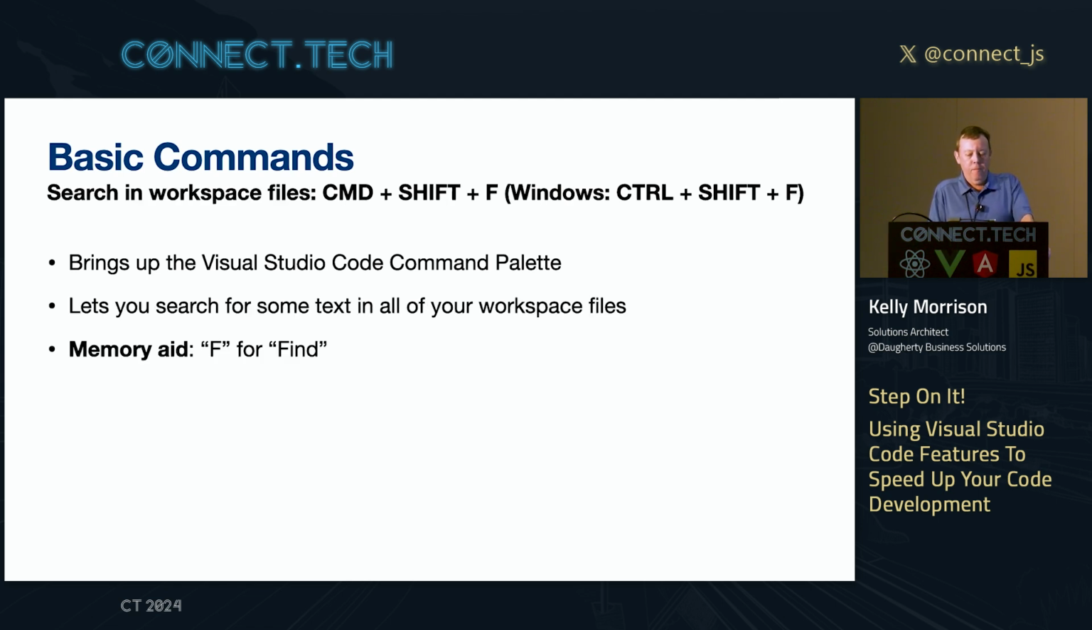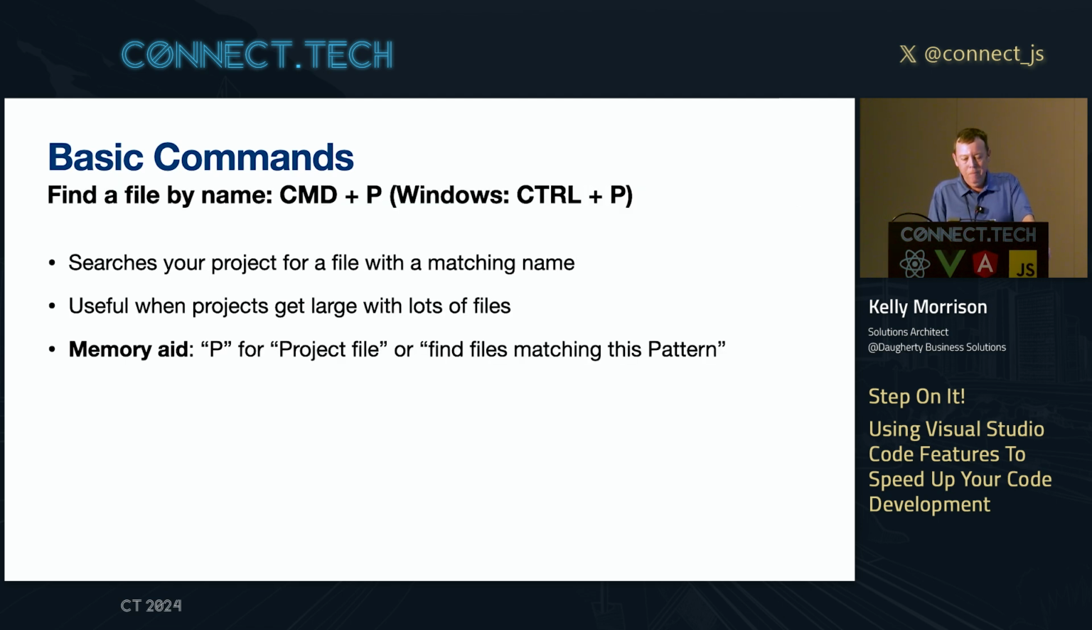The next one is finding things in files. This is basically a global search. It's Command-Shift-F or on Windows Control-Shift-F. If you do that, it'll bring up a little search box. You can type in text, and it'll look through all your project files for it. And again, the memory aid for this is an F for find. You're trying to find something in project files.